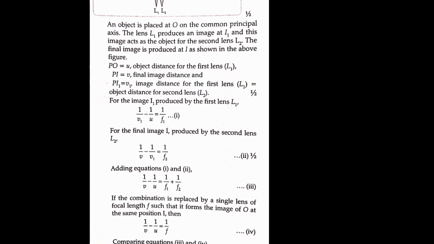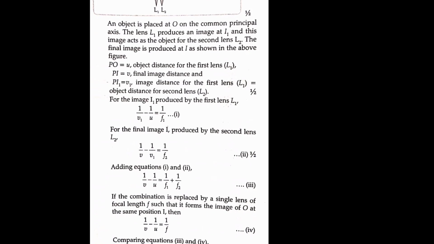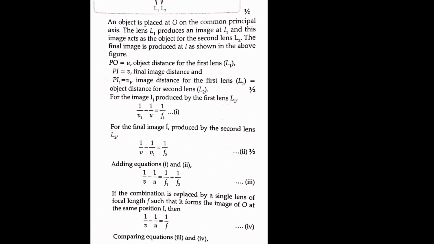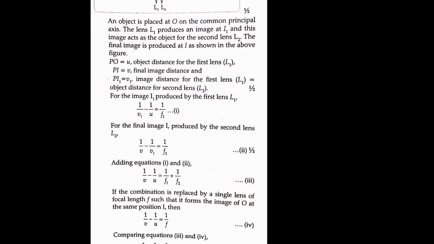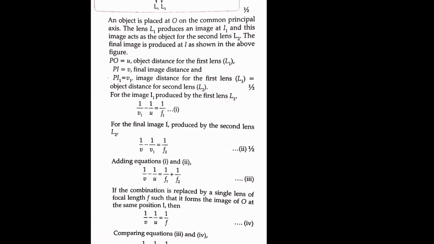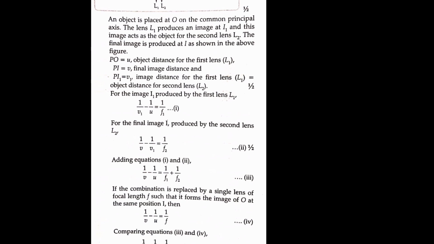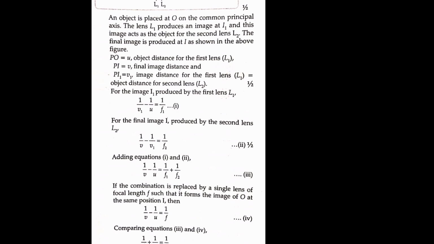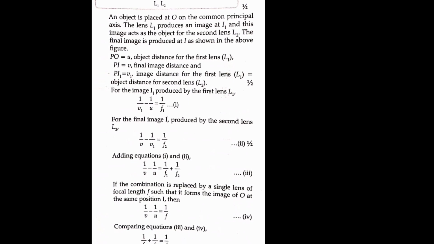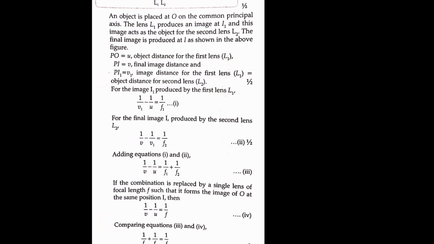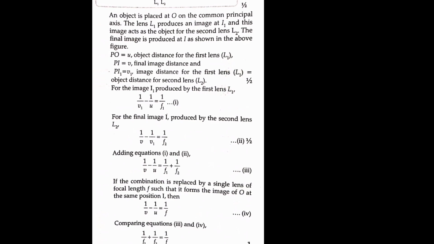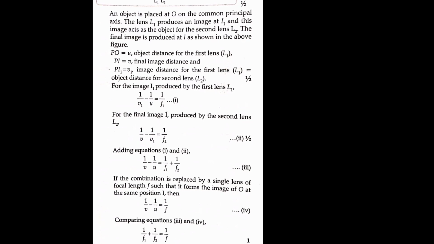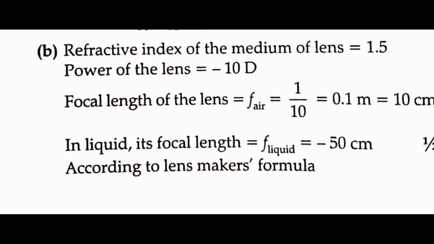Now we can compare equations 3 and 4. We have 1 by V minus 1 by U is equal to 1 by F, and 1 by V minus 1 by U is equal to 1 by F1 plus 1 by F2. If the LHS is the same, we can equate the RHS also. So we can write 1 by F1 plus 1 by F2 is equal to 1 by F. That is the focal length of a combination of two lenses. So 1 by F1 plus 1 by F2 is equal to 1 by F. Clear?